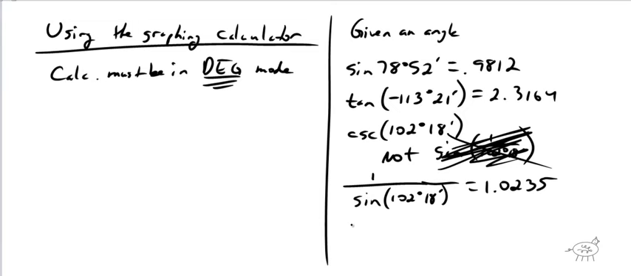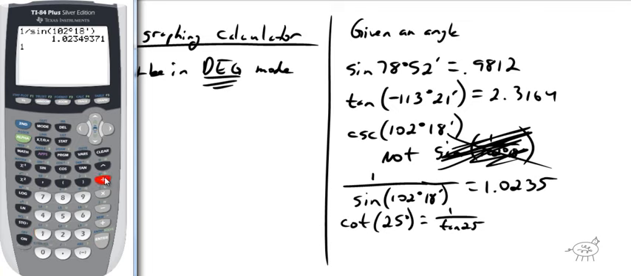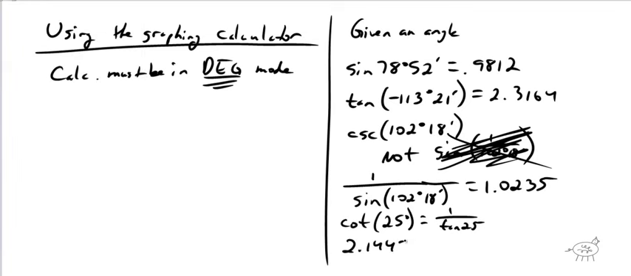Okay, and the last problem I'm going to do here is cotangent of 25 degrees, and of course that is going to be 1 over tangent of 25 degrees, which is really easy, so let's just do that one real quickly. 1 divided by tangent of 25. 2.1445. It was pretty easy, but that again is given an angle.